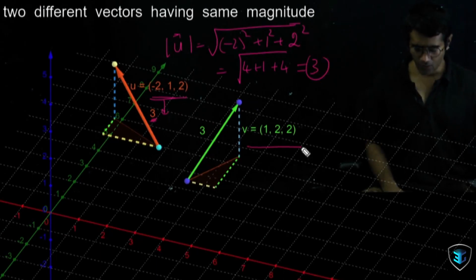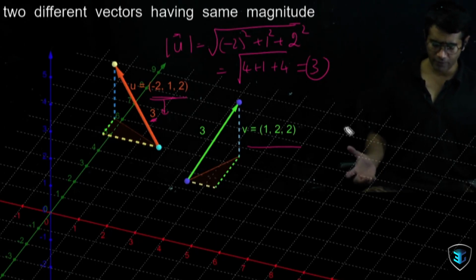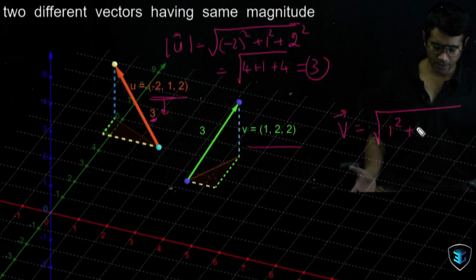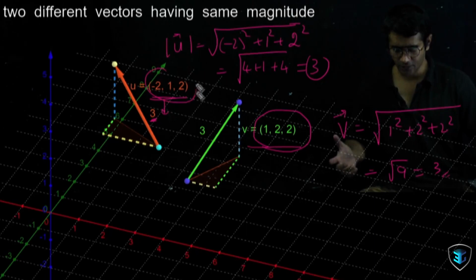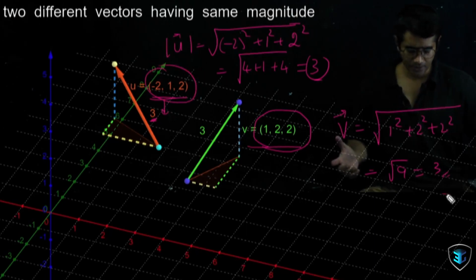Now, like that, how do you find the magnitude of vector v? Vector v is again given by the root of 1 squared plus 2 squared plus 2 squared, which is again root of 9, which is 3. So that makes sense, guys. How can I write two vectors? I just need to have this combination which gives rise to the same answer 3 here now.